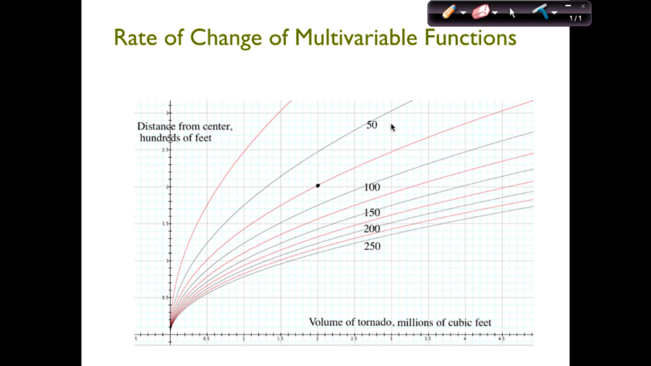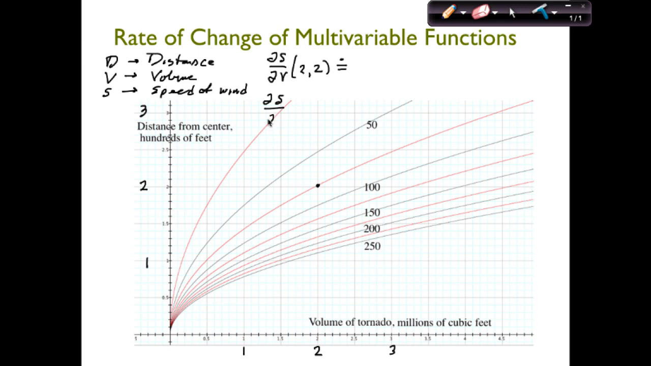Go. So can you read this? This is 1. So again, hundreds of feet from the center, and then millions of cubic feet on the x-axis. So interpret that point. Quick, go. Is the speed in miles per hour? Yes. Thank you. So now, that was just warm up. So when the tornado is 2 million cubic feet and you're 200 feet from the center, the wind speed is about 75 miles an hour. Is that what we said?